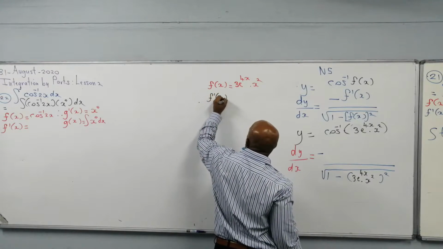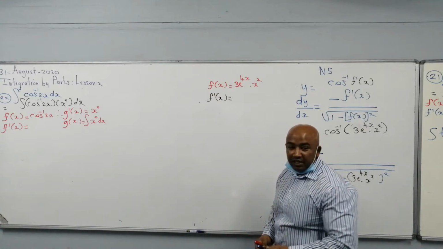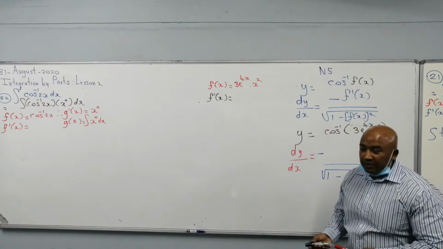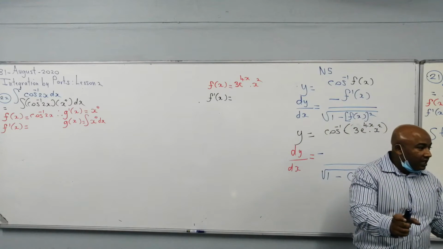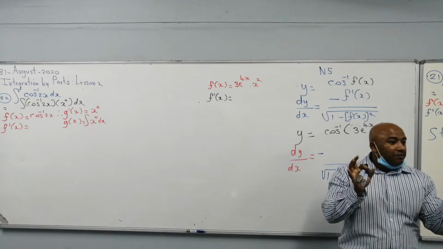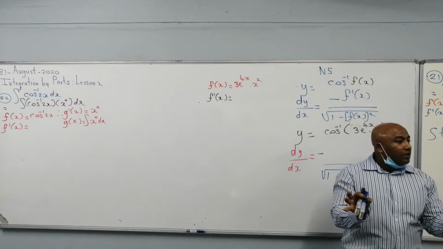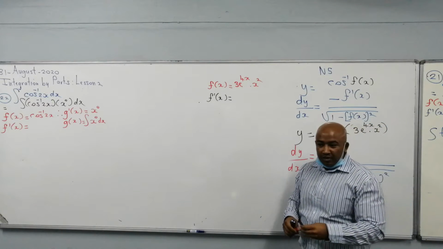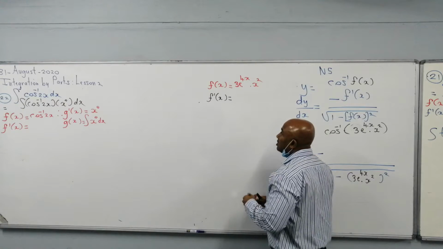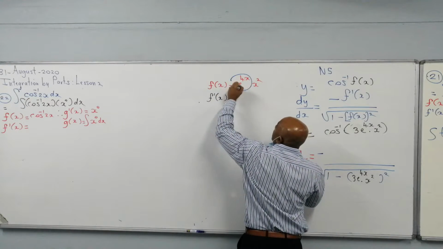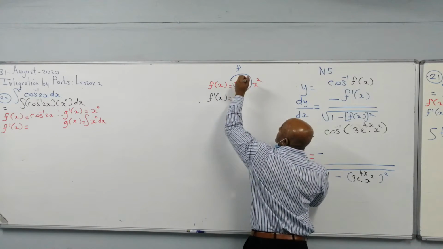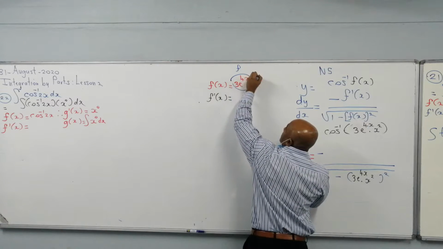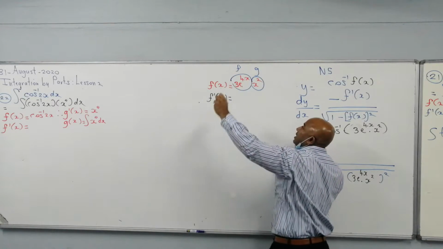So f prime x now, how do I differentiate 3e to the power 4x times x squared? Remember, I'm saying times. When you say times, multiplication, therefore product rule. Okay, so the product rule has to be applied here because you are multiplying this 3e to the power 4x multiplied by x squared.